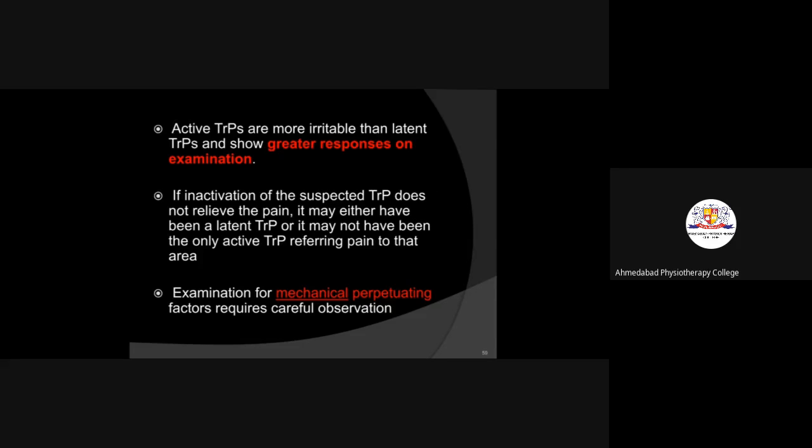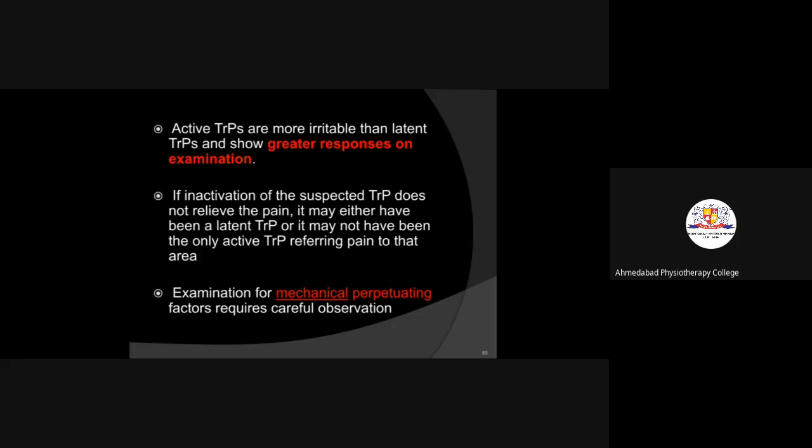Active trigger points are more irritable than latent ones, and they show a greater response on examination. When you inactivate those suspected trigger points, the patient has to be relieved from the pain. For example, if you find a trigger point and treat it, the patient has to get relief from treating that trigger point. If you are not able to do that, that means your assessment is wrong. If the patient has an active trigger point and you are treating it, the patient should get relief. If you are not able to relieve it, that means you are doing something wrong.